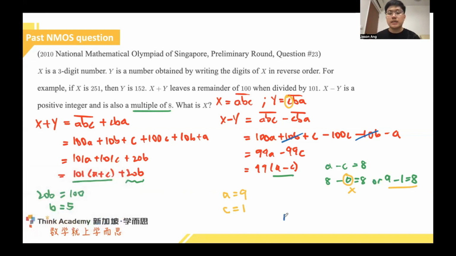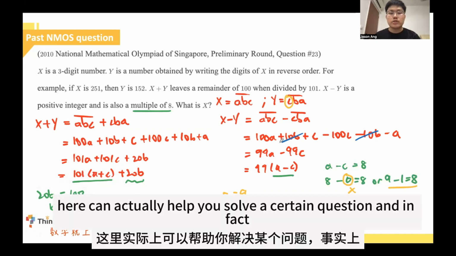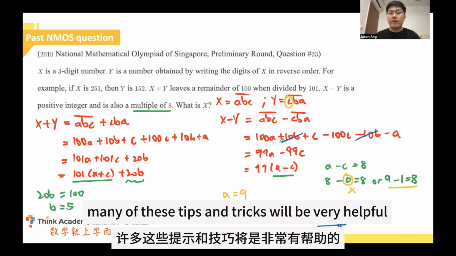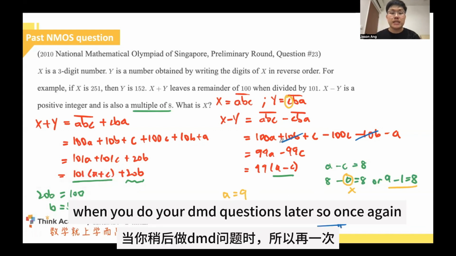The final answer here should be 9 from A, 5 from B, and 1 from C. The final answer, 951. So you can see how your place value manipulations, your decomposition, your factorization, and your factors and multiples here can actually help you solve a certain question. And in fact, many of these tips and tricks will be very helpful when you do your DMD questions later.